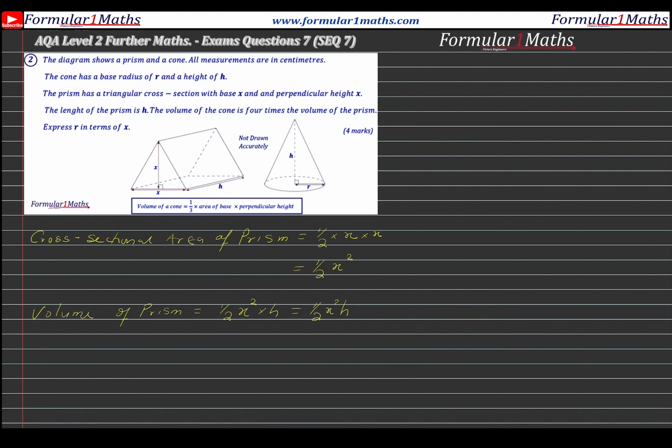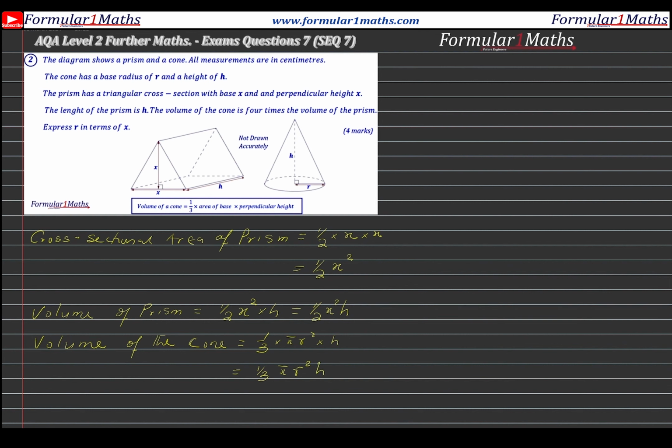For the volume of the cone, it is equal to 1/3 times the area of the base, which in this case is a circle over here, times the perpendicular height, which is h. Now the area of a circle is pi r squared, and so we have 1/3 times pi r squared, which is the area of the circle, times the height. Simplifying this will give 1/3 pi r squared h.